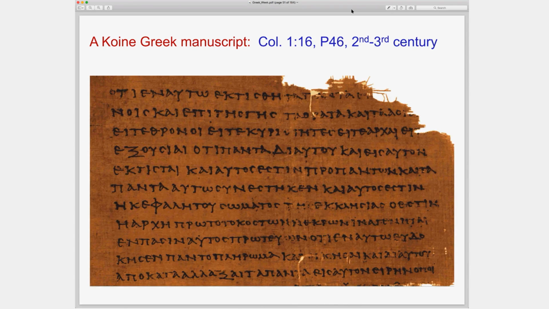This is a Koine Greek manuscript, a parchment. It's actually P46 from the 2nd to 3rd century AD. And it's Colossians 1:16. That's what it looked like. Very early manuscript.